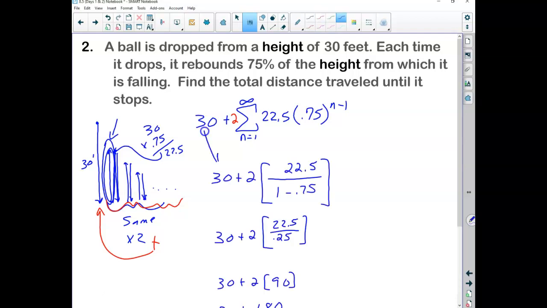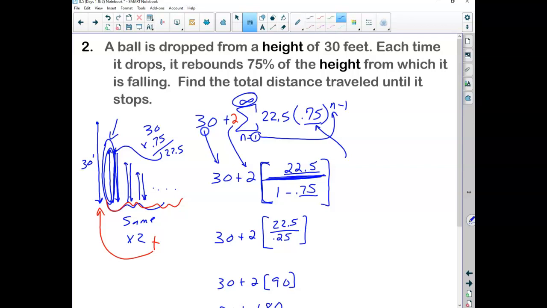Okay, so the first thing I did is I took my 30 and I'm bringing my 2 times my sum. Well, because this is an infinite sum with the absolute value of r being less than 1, I'm going to plug it in there and say 0.75 to the power of 0 is 1 times 22.5. That's my first term. And then that's over 1 minus my common ratio. There's my r, which turns into 22.5 divided by 0.25, times 2 plus 30.